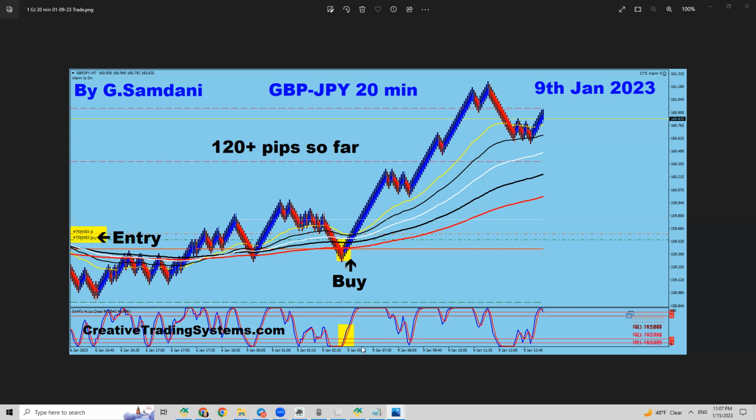So that's two conditions. The first one, the yellow line must be above the black line. Second, this indicator needs to be all the way down, turning to the upside.